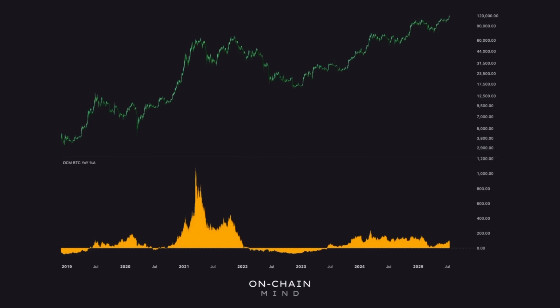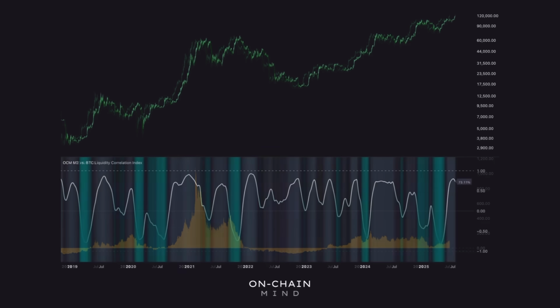But the real value isn't in these charts alone, it's how you compare them against each other. I've created an indicator I call the Liquidity Correlation Index. It measures how closely Bitcoin and M2 liquidity growth have moved together over a recent period. It essentially measures how well their growth is moving in tandem. Most of the time, this indicator lights up grey, with lighter greys showing a very high correlation.